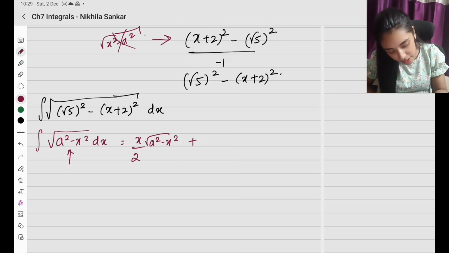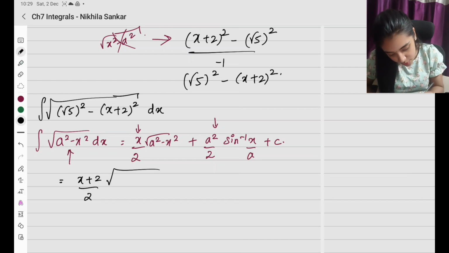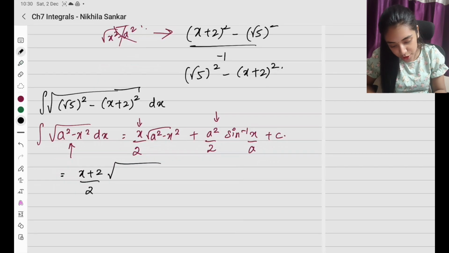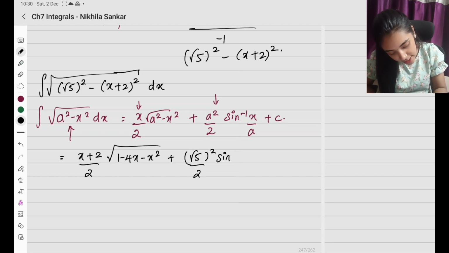Okay, plus next a square by 2. First x by 2, then a square by 2, times sin inverse of x by a plus c. So when I apply that, I have x plus 2 divided by 2 square root of a square minus x square, which is the question, 1 minus 4x minus x square, plus a square by 2, which is root 5 the whole square by 2, sin inverse of x plus 2 divided by root 5.